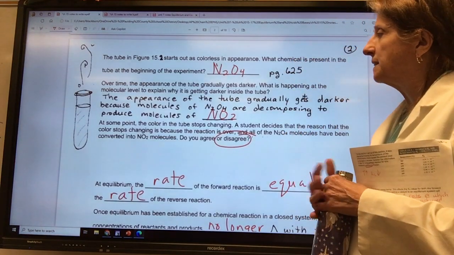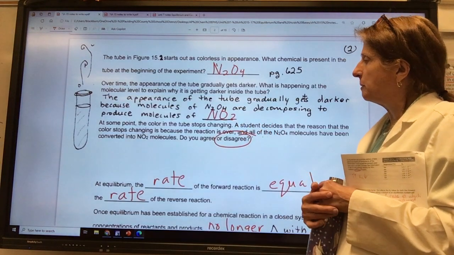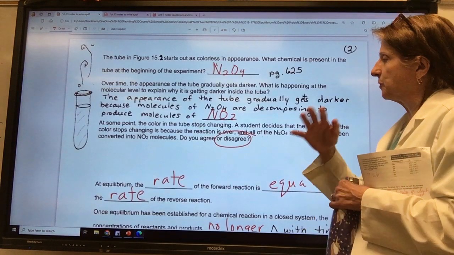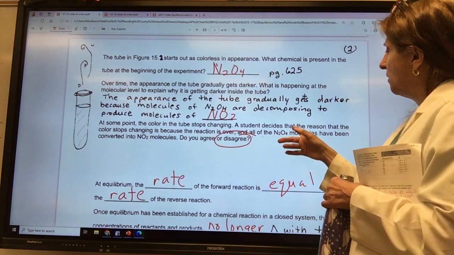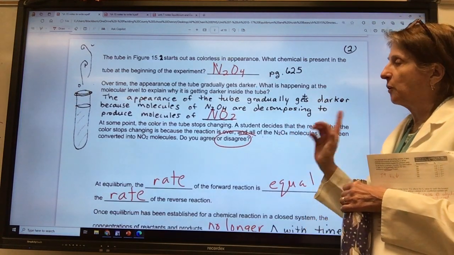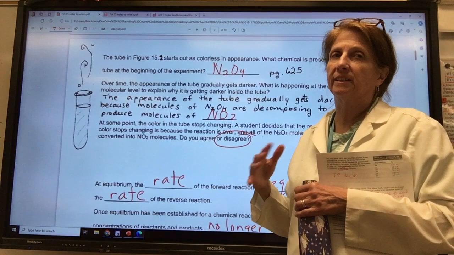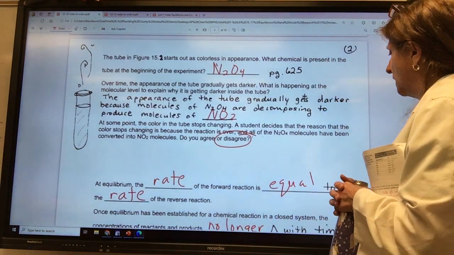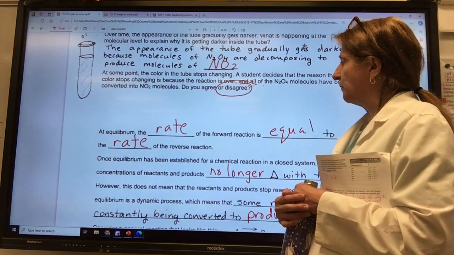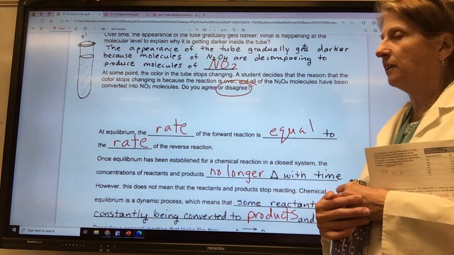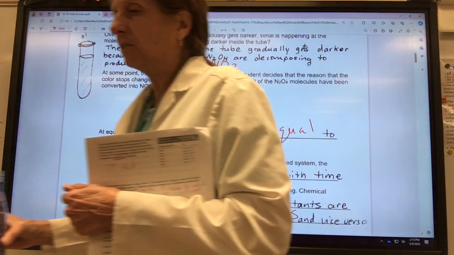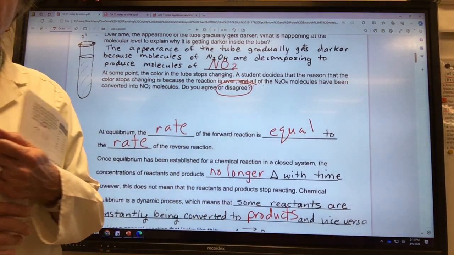And our question was, at some point, the color of the tube stops changing. The student decides that the reason it stopped changing is because the reaction is over and all of the N2O4 has become NO2. And this is wrong. It's going back and forth. It's a reversible reaction. It's at this dynamic equilibrium. So this is the definition of equilibrium. At equilibrium, the rate of the forward reaction is equal to the rate of the reverse reaction. They're happening at the same speed, same amounts.